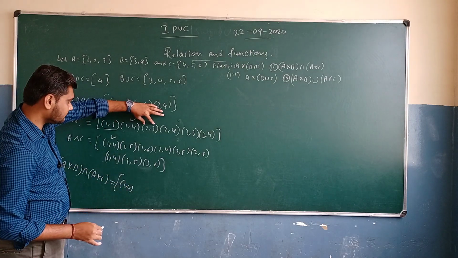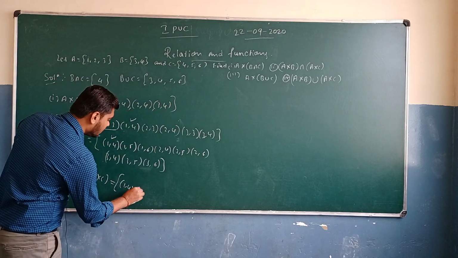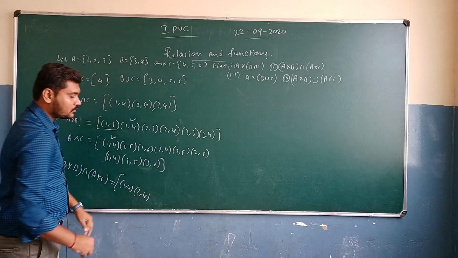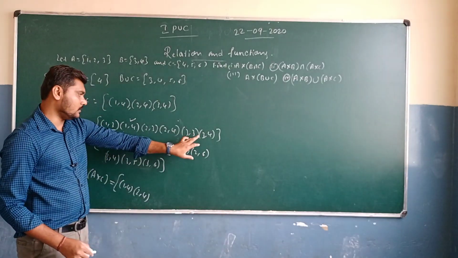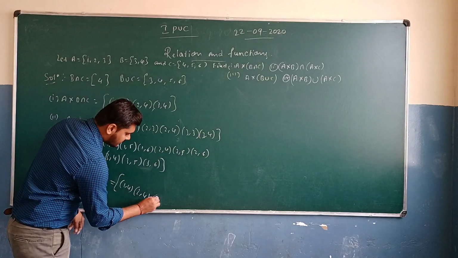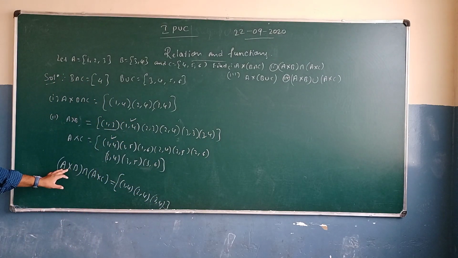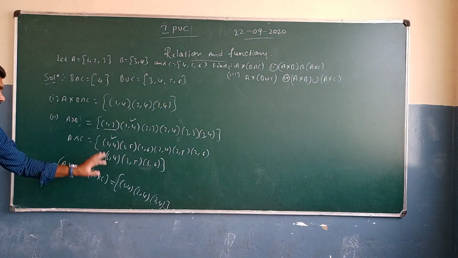What about the 2, 3? 2, 3 ಇದೆಯಾ? No. What about 2, 4? Yes, 2, 4 is present in A cross C. So that's going to be the 2, 4. Then 3, 3 ಇದೆಯಾ? ಇಲ್ಲ. 3, 4 ಇದೆಯಾ? Yes, 3, 4 is also present in A cross B as well as the A cross C. ಅಂದ್ರೆ ಮೂರು ಎಲಿಮೆಂಟ್ಸ್ ಕಾಮನ್ ಇದೆ.